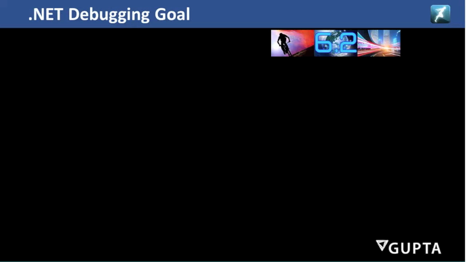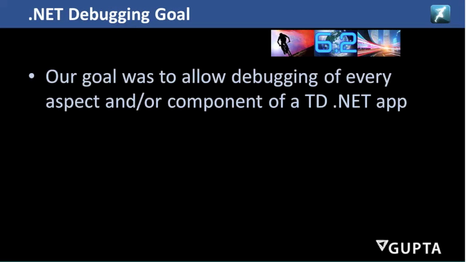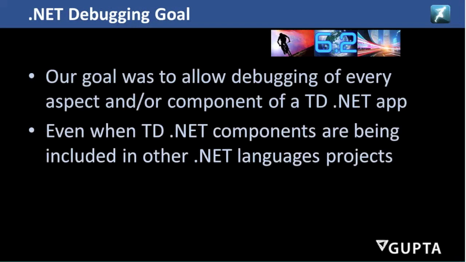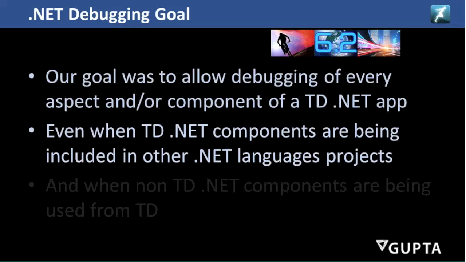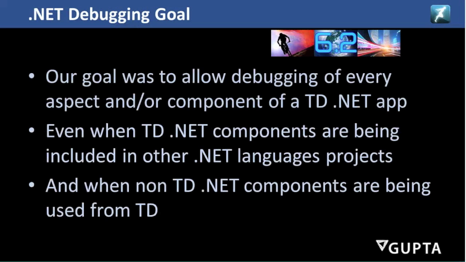When we were planning .NET debugging, our goal was to allow debugging of every aspect and or component of a Team Developer .NET application, even when Team Developer .NET components are being included in other .NET languages projects. So for example, in CSharp projects. And when non-TD.NET components are being used from TD. So like when you have a TD.NET project and you're including CSharp class libraries into your TD.NET application.